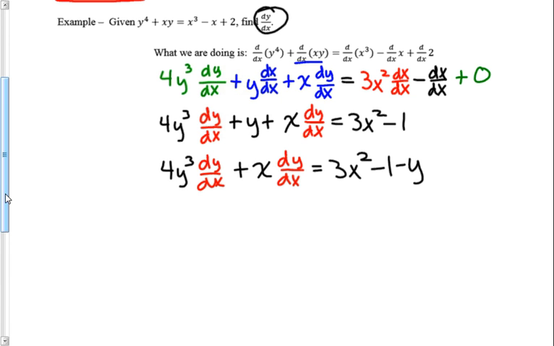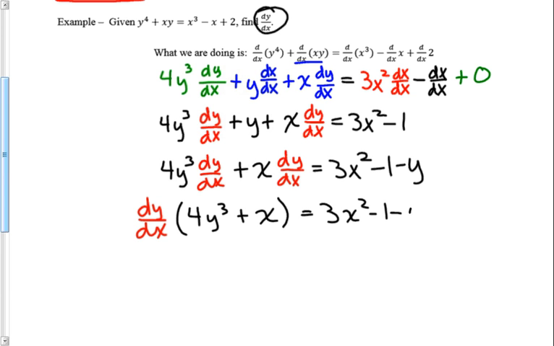So at this point, again, I'm trying to get dy/dx by itself, so I need to actually factor it out just like a GCF. So I have a dy/dx that I'm factoring out, and what I have left on the left side of my equal sign is 4y cubed plus x.